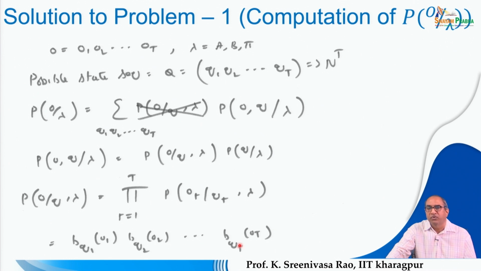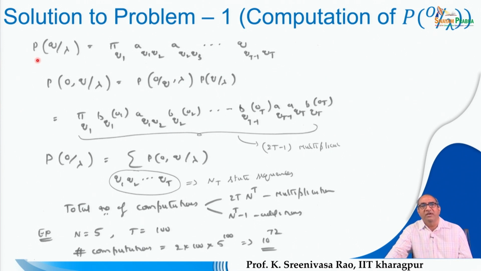Q1, Q2, Q3, up to Qt, because we are analyzing with respect to a particular state sequence. In Q1, what is the probability that O1 will be there, what is the probability of the second observation symbol, and what is the probability of the Tth observation symbol. That way the probability of O given Q can be computed like this. This is nothing but the product of the symbol probabilities.